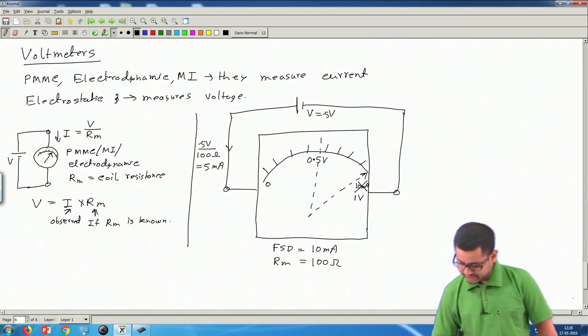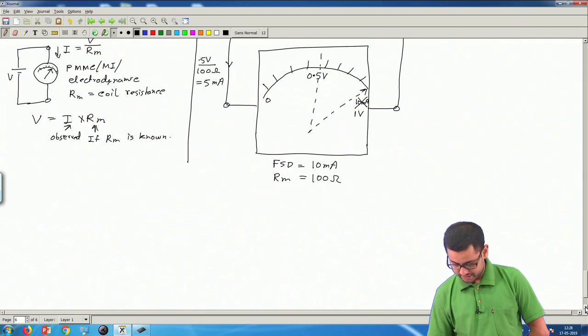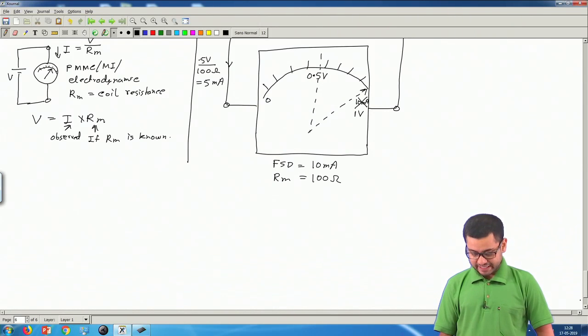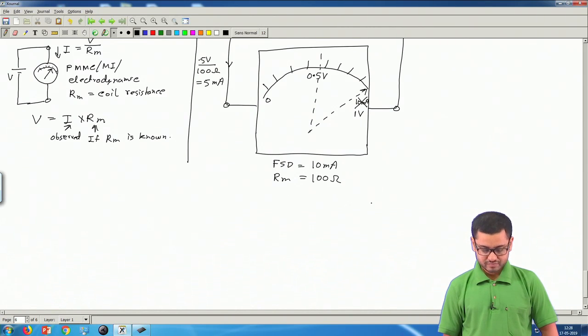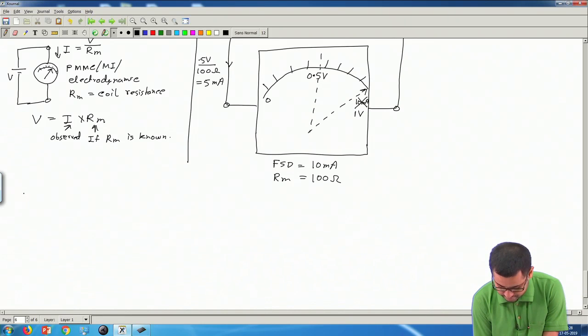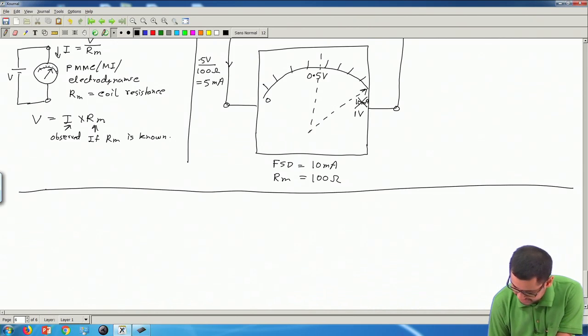Now the next question is, if I want to change the range of the measurement, how can I do that? Basically, I have to change the resistance of the meter. Okay, so suppose, so now range changing.